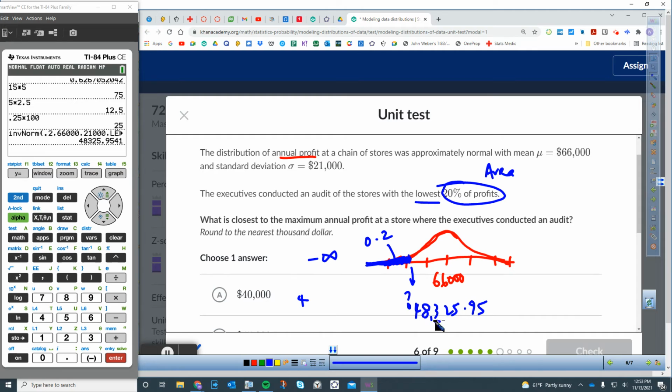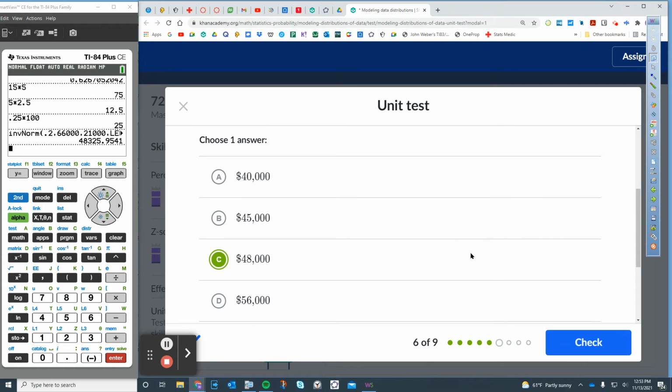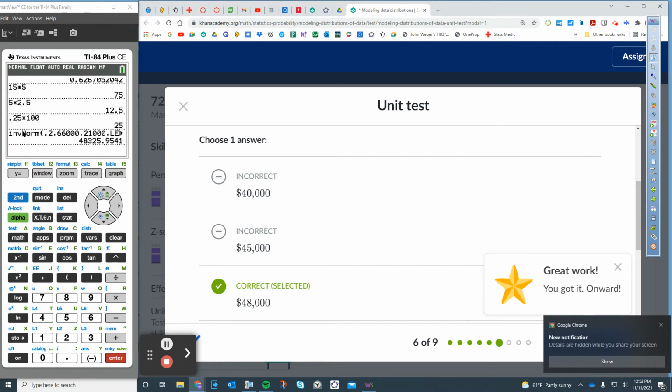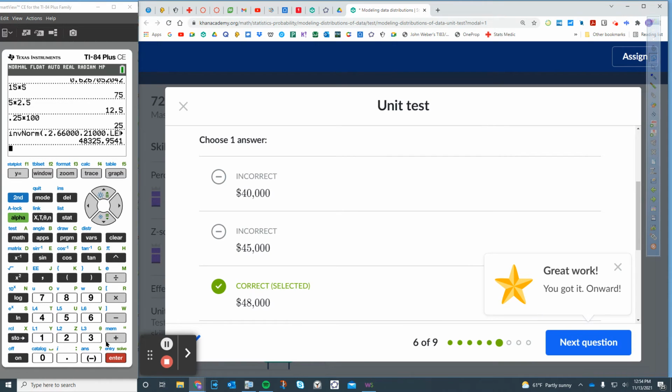So we need to look at this hundreds mark. 3 is less than 5, so we round down and it will be 48,000. The answer here is 48,000, which is right here. So this is an important calculator skill that you need to know, to use the inverse norm. They call it inverse normal distribution.